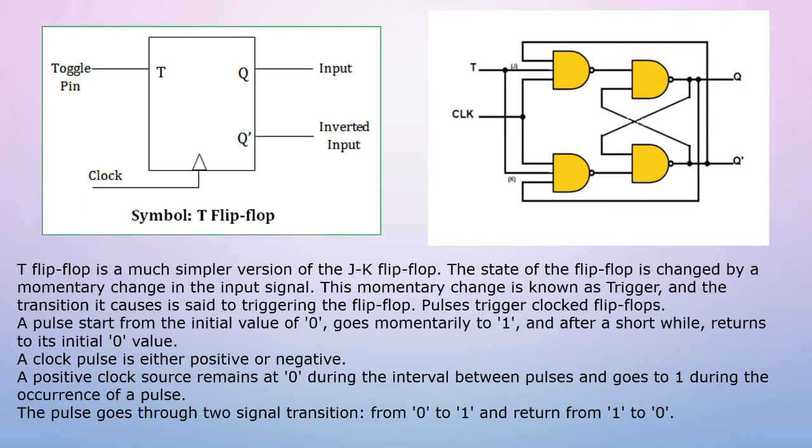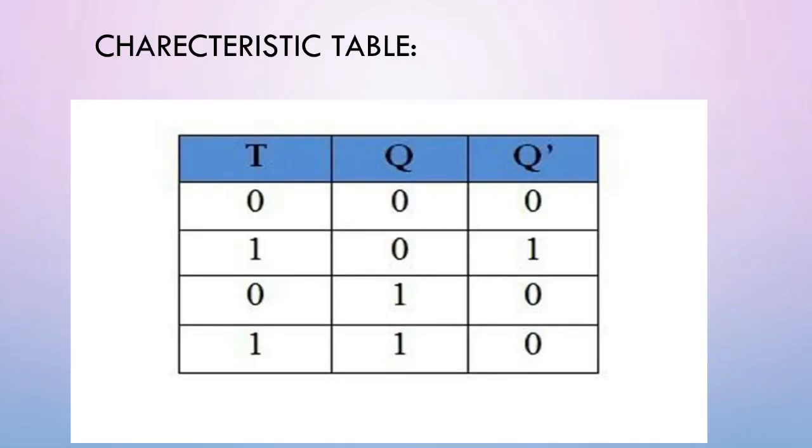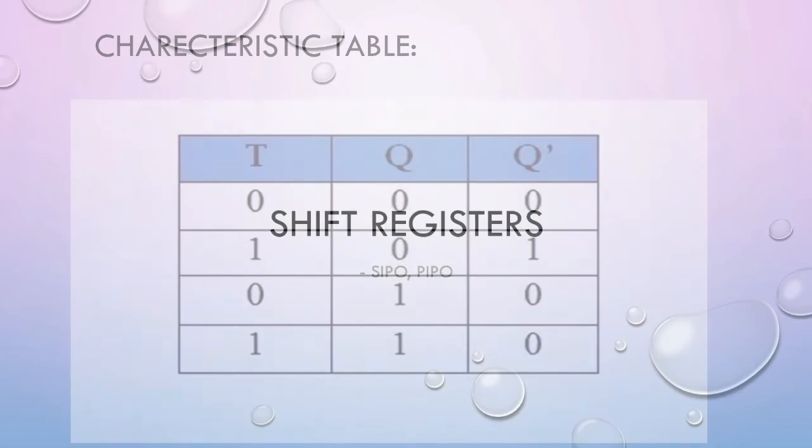Toggle pin and inputs, inverter input and clock pulse. Normally the T flip-flop will be used for the complement function, so we are using the AND gate. So the characteristic table of T flip-flop will be displayed here, and the T column will be used for inputs, and Q and Q dash are outputs. So Q and Q dash will be complements of each other.